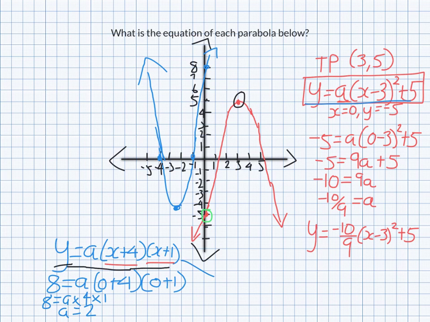So the equation in blue is y equals 2, x plus 4, x plus 1. And we could easily expand this. You'd get y equals 2x squared plus 10x plus 8. And we are done. So that's all I wanted to go through with parabolas. I'll now go over to circles. Again, please pause and copy this down if you need.